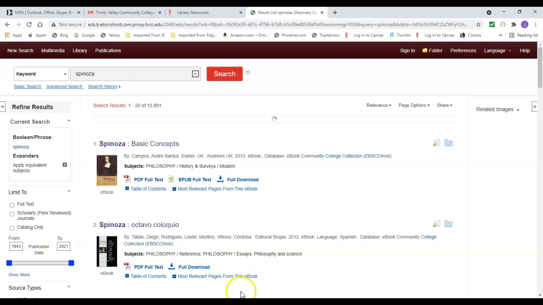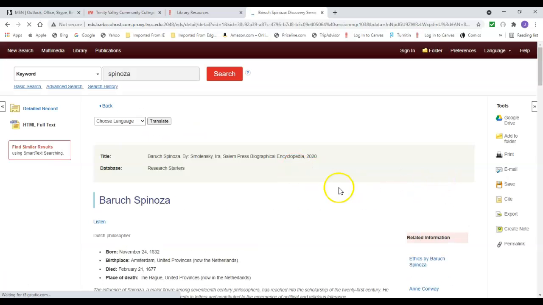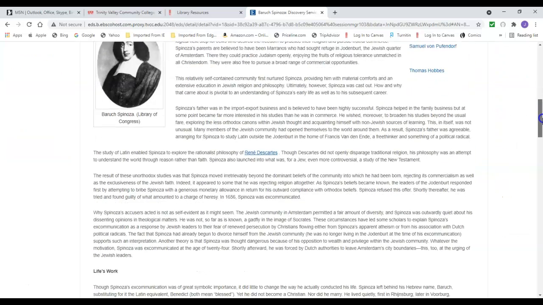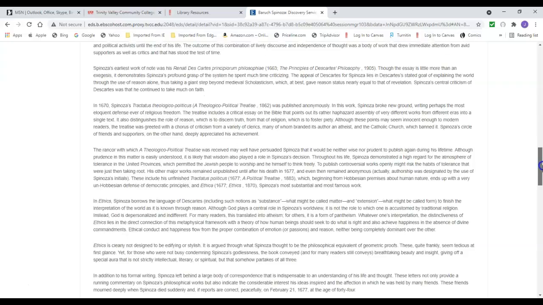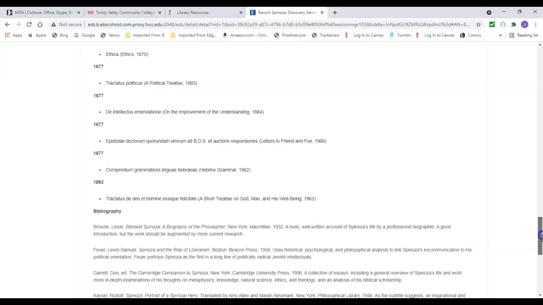And here you go. The very first one that comes up is a research starter. This is almost always how EBSCO starts. It has this little detail. So if you just click on it, it goes into a very brief discussion about Spinoza, who he was, early life, and his philosophy. You'll see here's how it's set up. There it is, early life, details about that, his life's work, what it involved, what his views involved, and then his significance, his importance. So you can get quite a bit of details from that one.